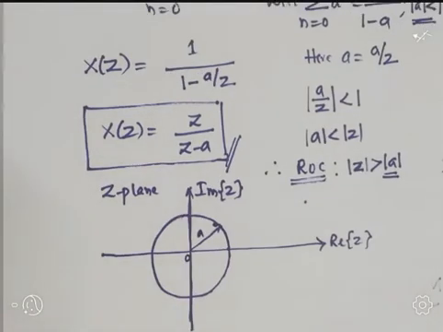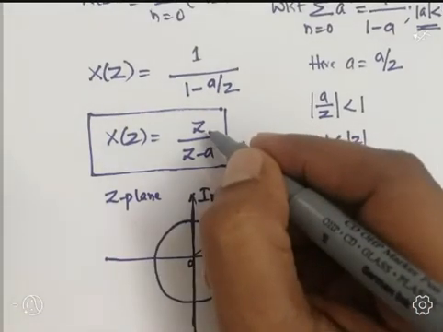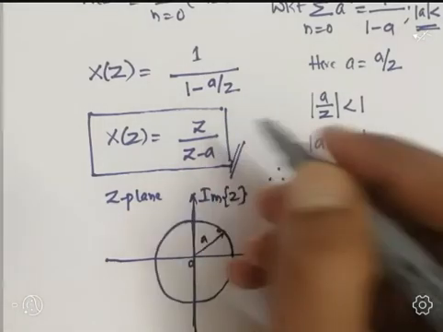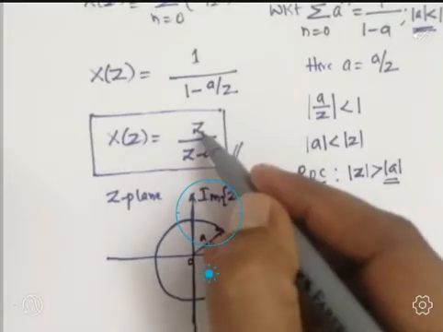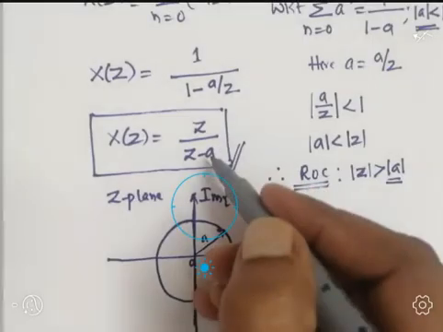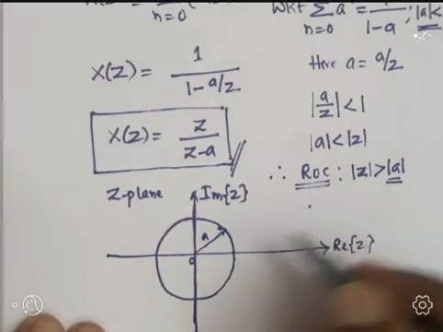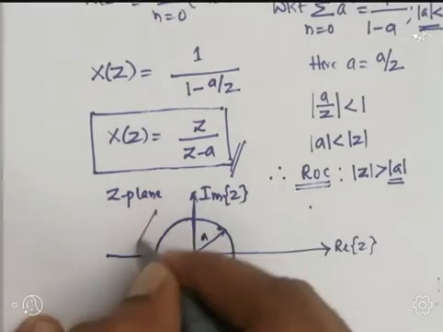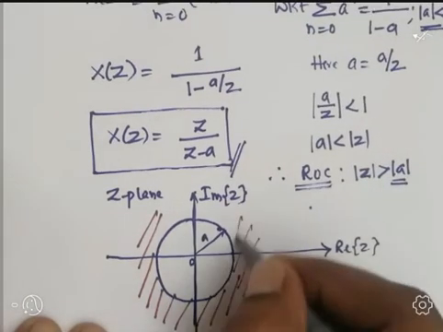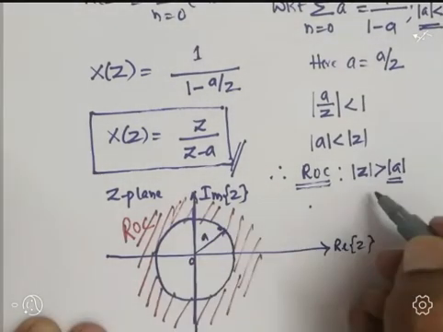Now, already I told that equating the numerator polynomial to 0 will give the zeros, and equating the denominator polynomial to 0 will give the poles. So first I will sketch the ROC. ROC lies outside the circle of radius a, hence it will lie outside the circle of radius a. This shaded part is our ROC, because it lies outside the circle of radius a.